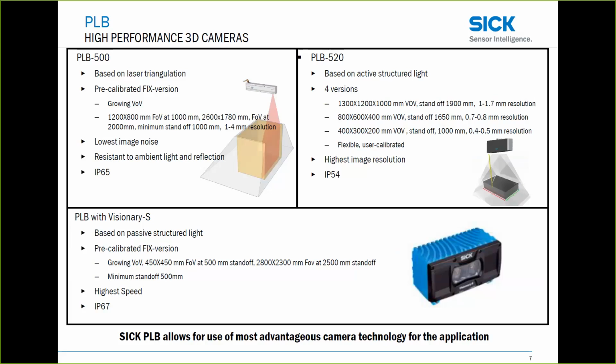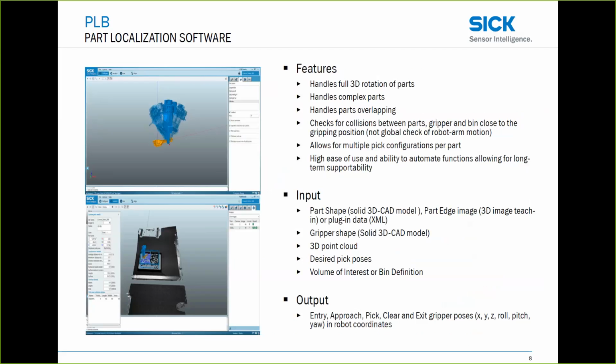You can get the 500 down to maybe 2 or 3 seconds. You can get the 520 into the half second to 1 second range, but it's not going to rival the Visionary S, which is very, very quick in the 30 frame per second range. So all those cameras work with PLB. It's just an image acquisition module pretty much. So your PLB is always going to look the same regardless of the camera you're using. It's always going to have these features. It's always going to have the same inputs and outputs as you see here.